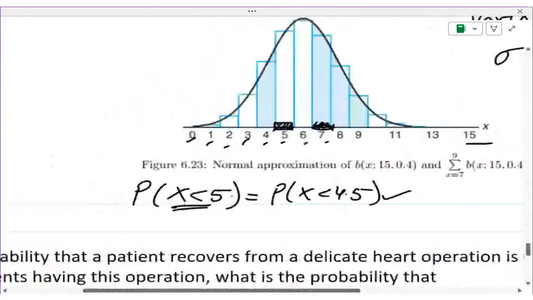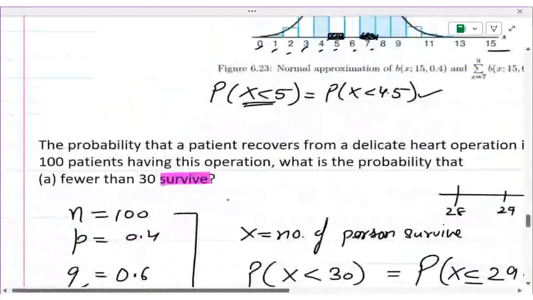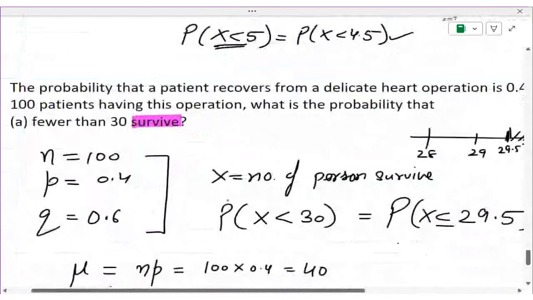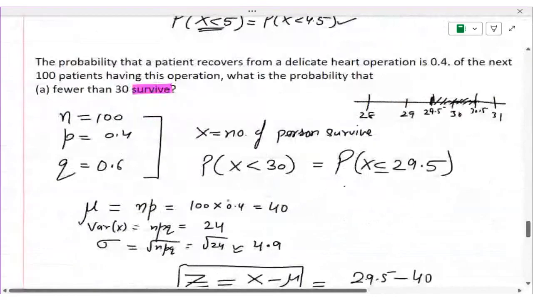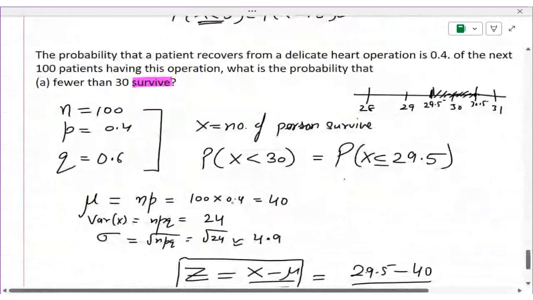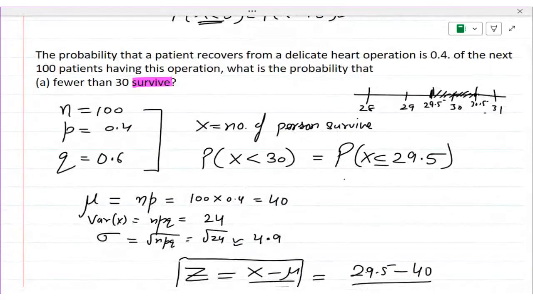So for example, this was the question: the probability that a patient will recover from a delicate heart operation is 0.4. There are two possibilities: either the patient will recover or he will not recover, and the probability of recovery is 0.4. Now, of the next 100 patients having this operation, what is the chance that fewer than 30 will survive? So we are asked this problem.